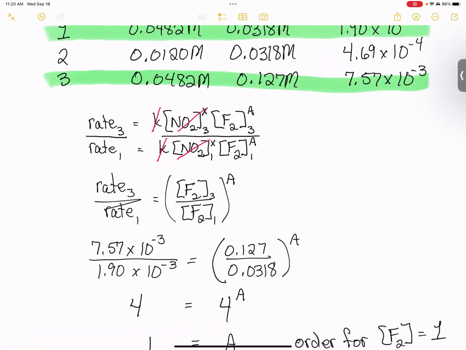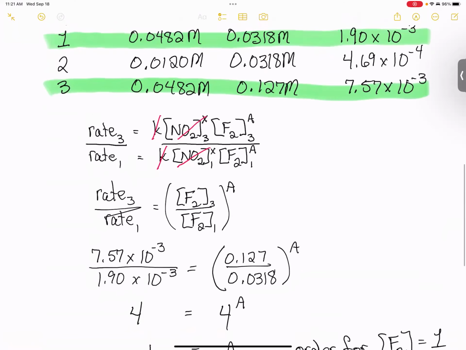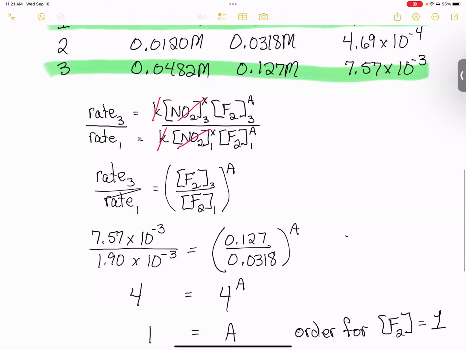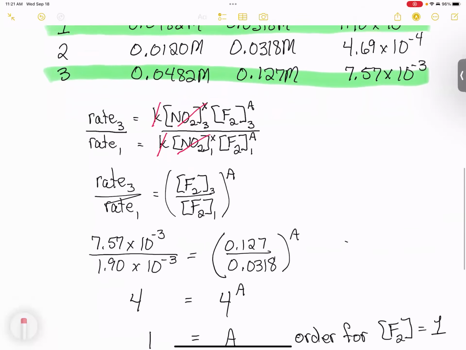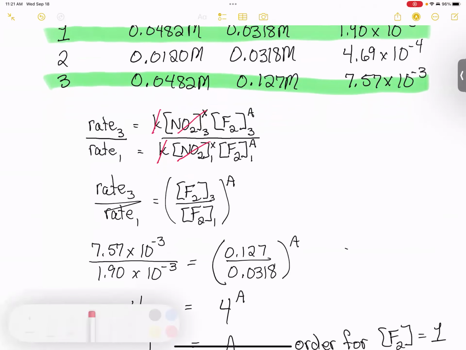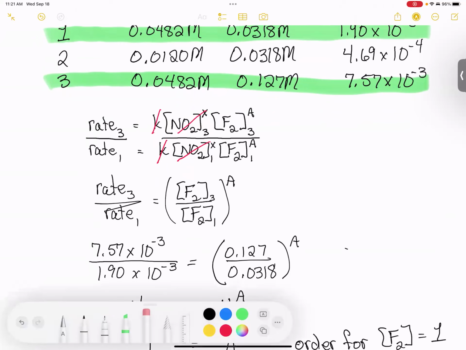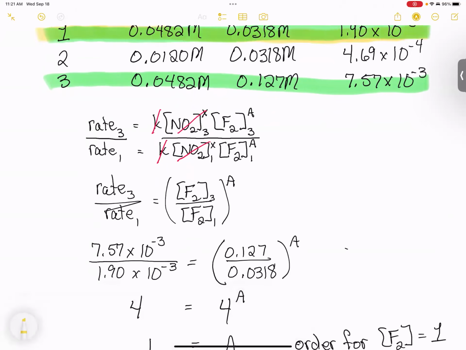Now, we need to know NO2. To know NO2, you hold F2 constant. So for NO2, we're going to use experiment 1 and experiment 2 because F2 is being held constant for experiment 1 and experiment 2.